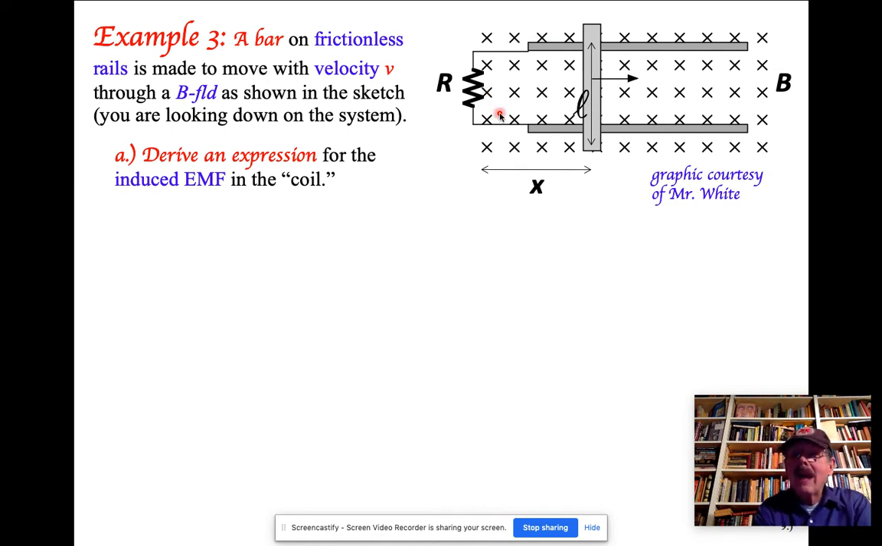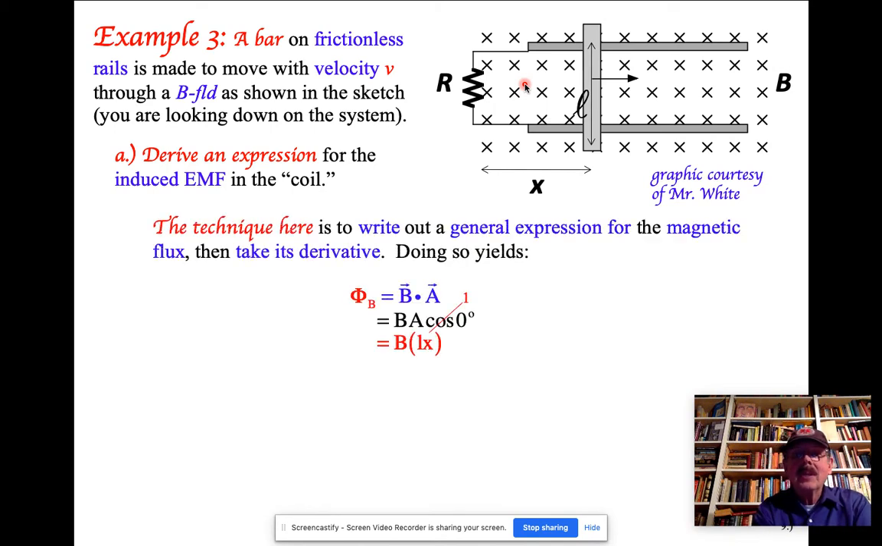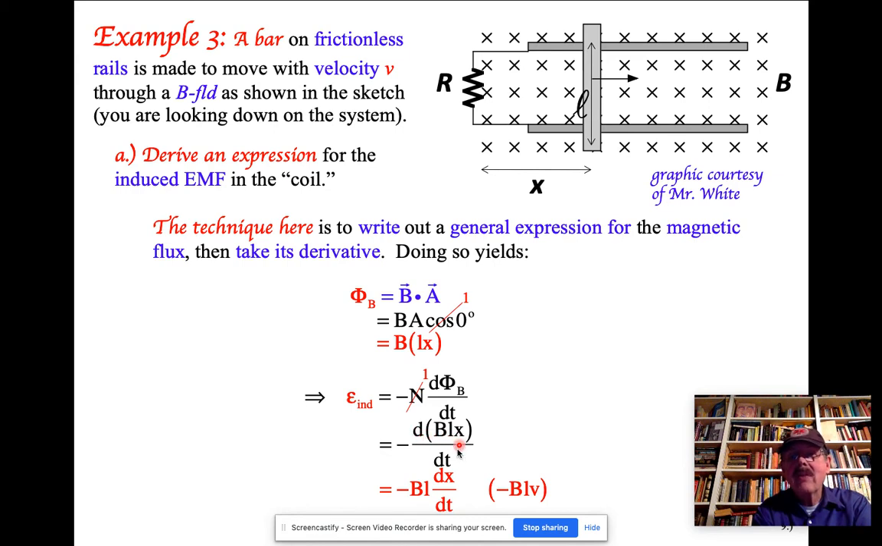How do you figure it out? Well, the first thing you have to do is figure out an expression for the magnetic flux, because that's the thing you're going to take the derivative of. So there is the expression for the magnetic flux. It's just B dotted into A. Taking the derivative, B is a constant. The length L is a constant. So you're effectively just taking the derivative of x, dx/dt, which is the velocity. Voila, there you have the induced EMF.